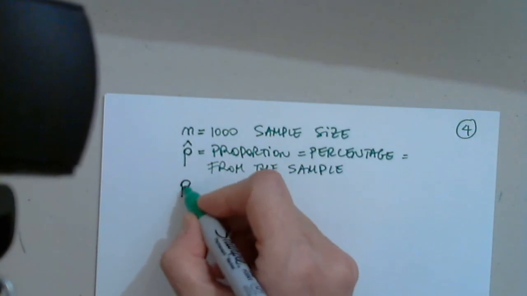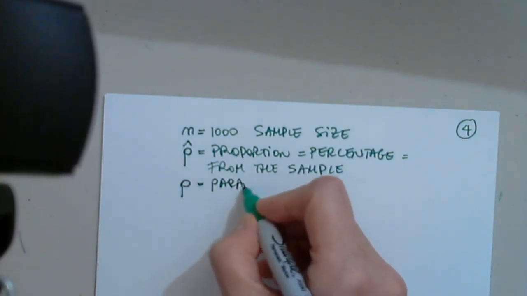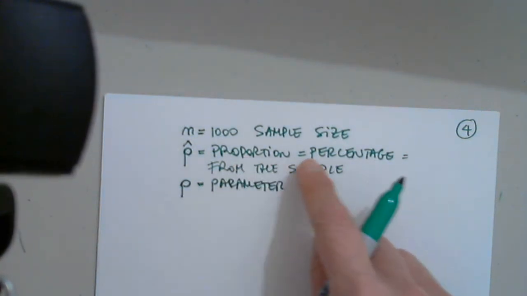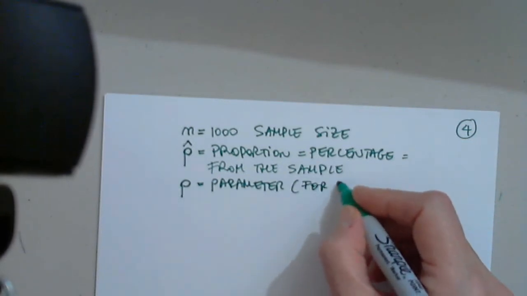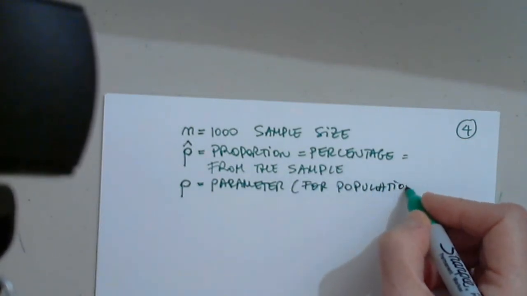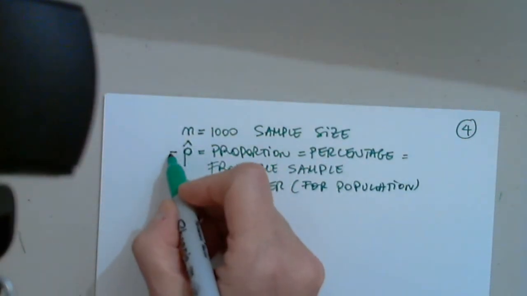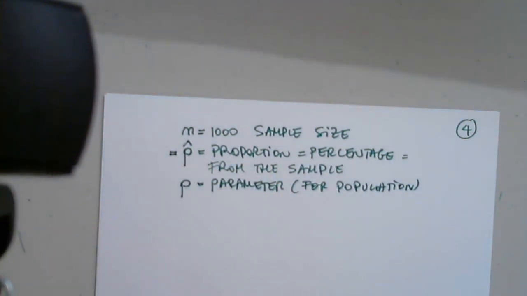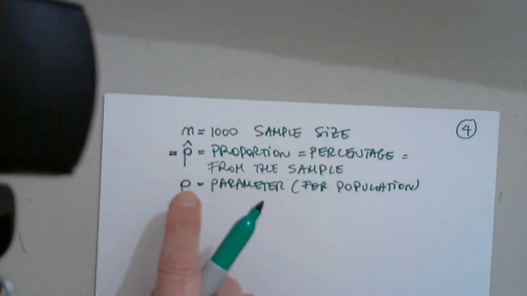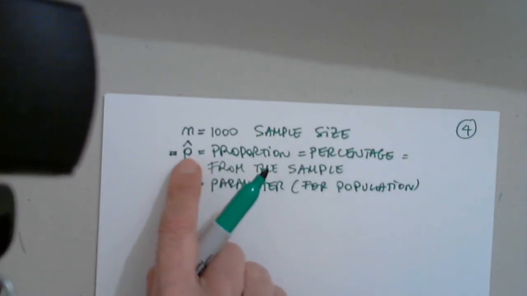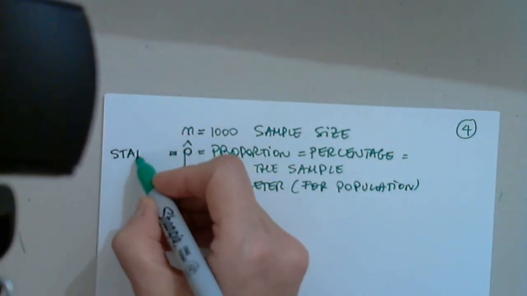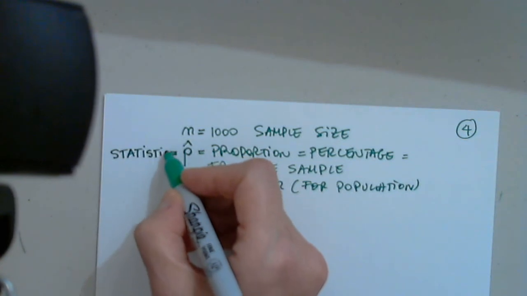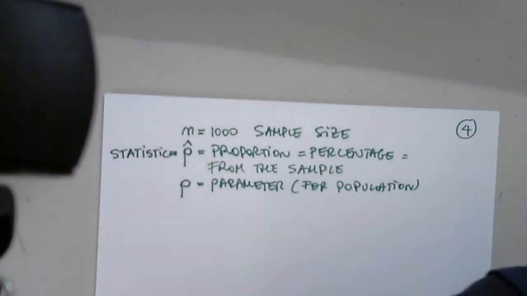What will be the parameter for the population? This is the parameter. Still proportion or percentage, but this belongs to the population. If this comes from the sample, how is this called? If it comes from the population, it's called a parameter. If it comes from the sample, p hat, it is called a statistic. Yes. So let's go back.